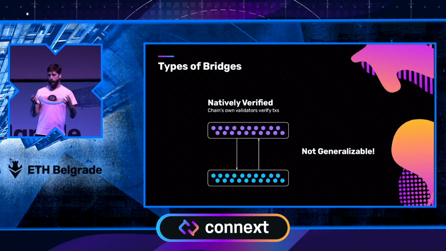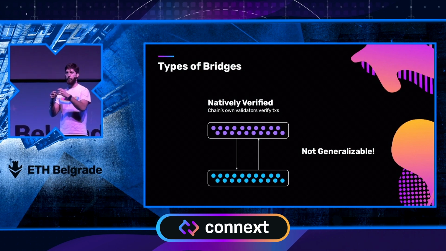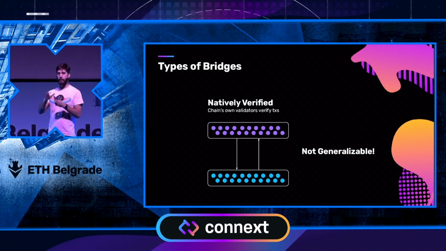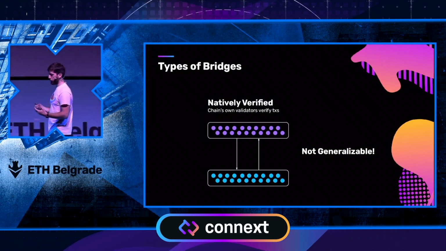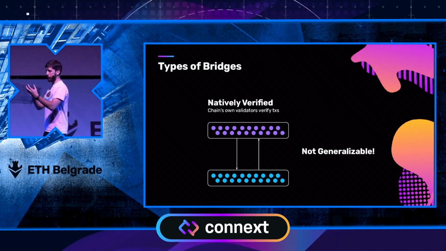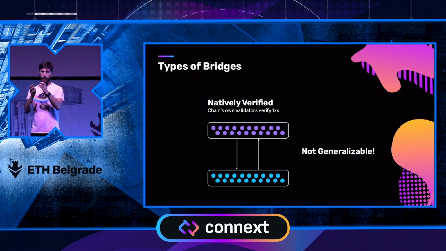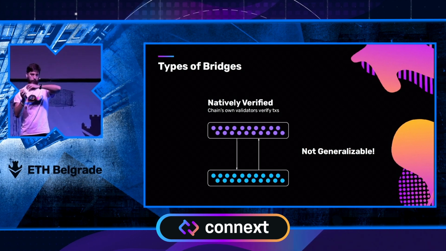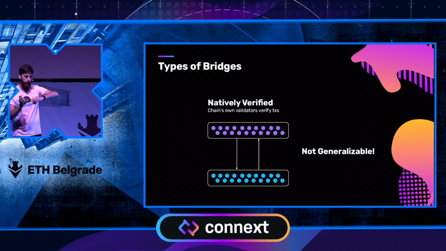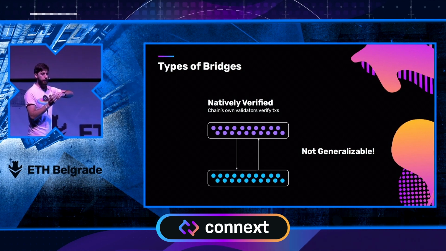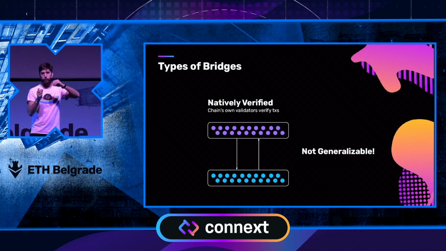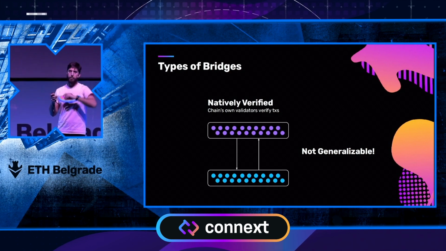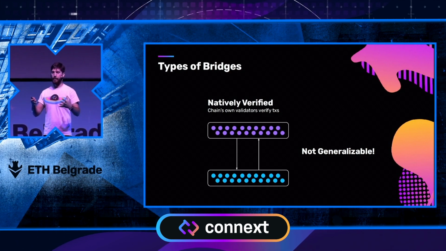But they have an issue. The limitation is that this type of communication is not generalizable, meaning it's very specific to a certain path. For example, if you want to go from Arbitrum to Ethereum, or to Ethereum from Arbitrum, the native rollup bridge between Ethereum and Arbitrum is trustless, is very secure, but it only works for the path between Arbitrum and Ethereum, right? So you need something that is more generalizable.